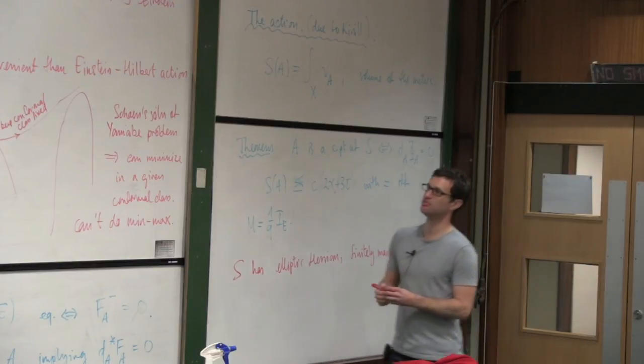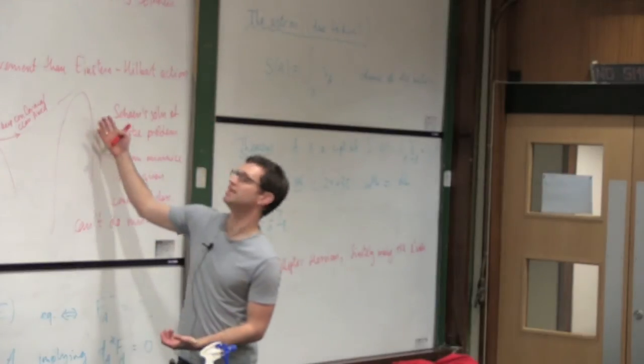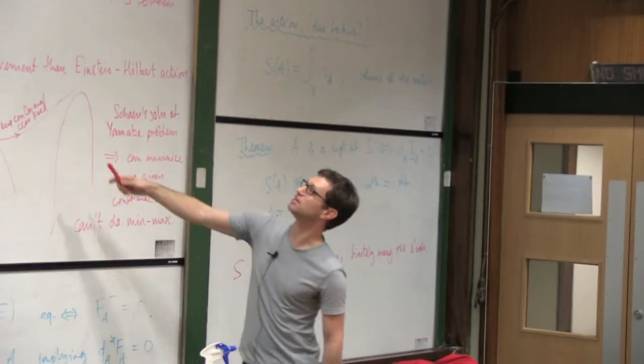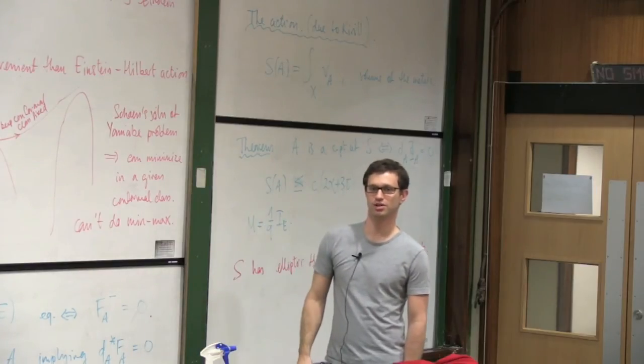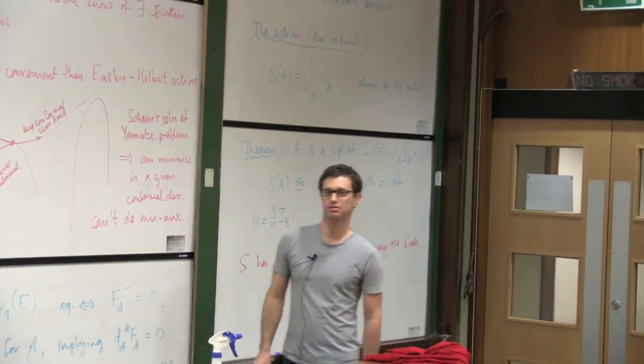So from the completely naive point of view, it already looks more convenient than using Einstein-Hilbert to find these new Einstein metrics. Okay, so have I finished my time? No? A few more minutes.